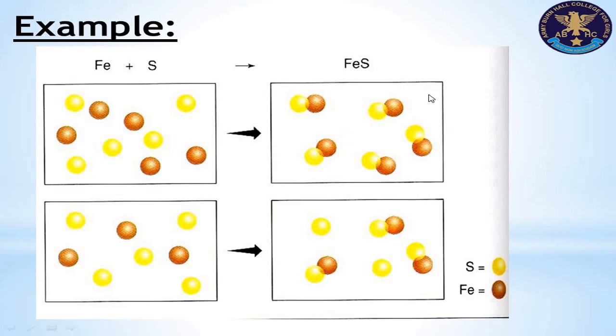Here this is stoichiometrically equal. The amounts of the iron and sulfur are equal to each other, so they combine accurately with each other in order to form iron sulfide.